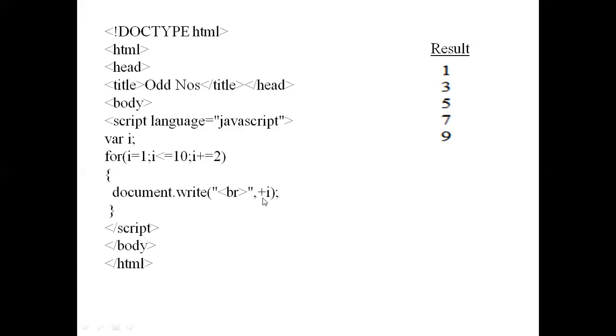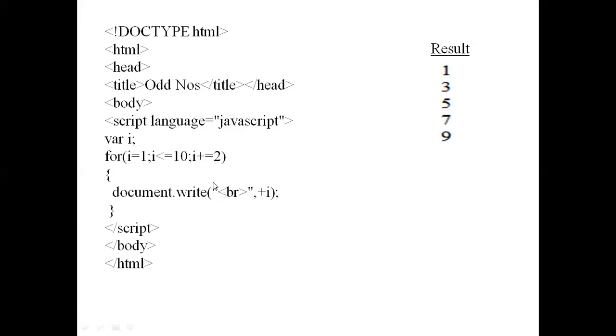11 will not be displayed because 11 is not less than 10. So it will stop the program here. Though 11 is an odd number, it will not be executed because we have specified the last number till 10. So it will check from 1 to 10 only. When the condition becomes false, the loop will be exited. Okay, so it will display only these numbers.